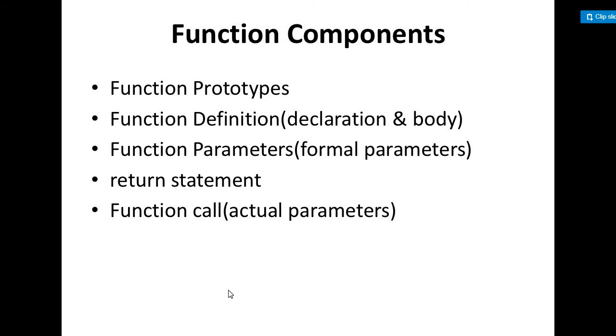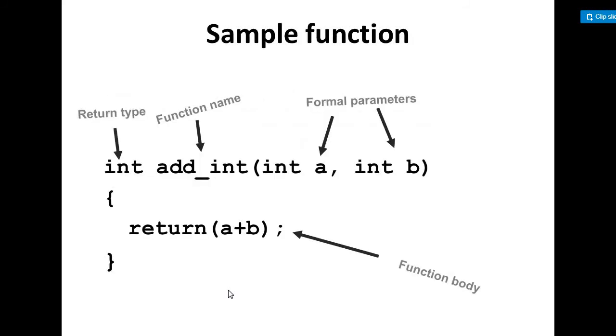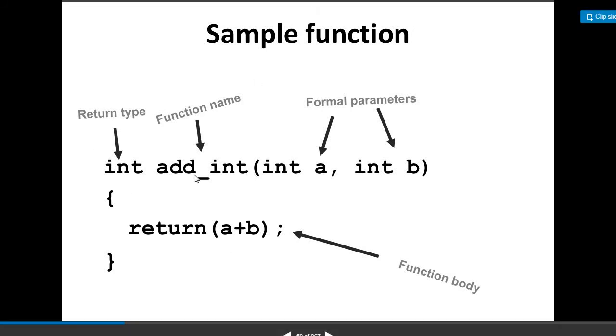Function components: function prototype, that means declaration, function definition with declaration and body, function parameters, formal parameters, function return statement, and void, function call with actual parameters. So this is a simple example of these functions. int add(int a, int b) { return a + b; }. That means addition of a and b is done by this function. So it returns an integer value, and it takes two formal parameters a and b. Here are the function name, return type, and function body.